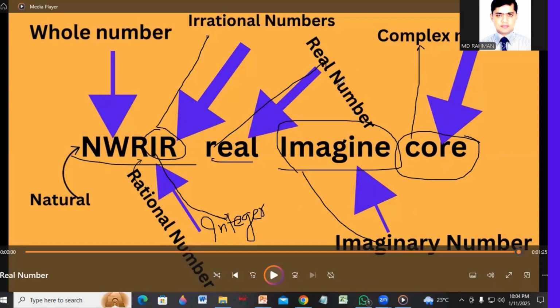These are the common tricks to memorize the whole number, that is NWRIR real imagine করে, then আমরা 8টা নাম্বারকে by this way, by memorizing this sentence or keeping in mind the sentence, we can understand, or we can memorize the 8 numbers. And if you memorize this sentence only, it will go from your short-term memory to long-term memory, and you will never forget.